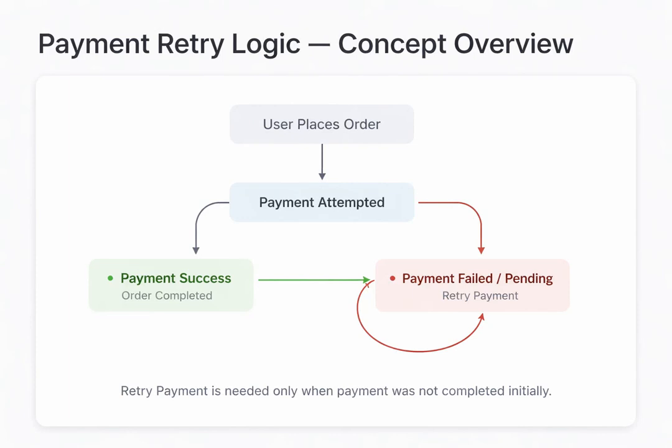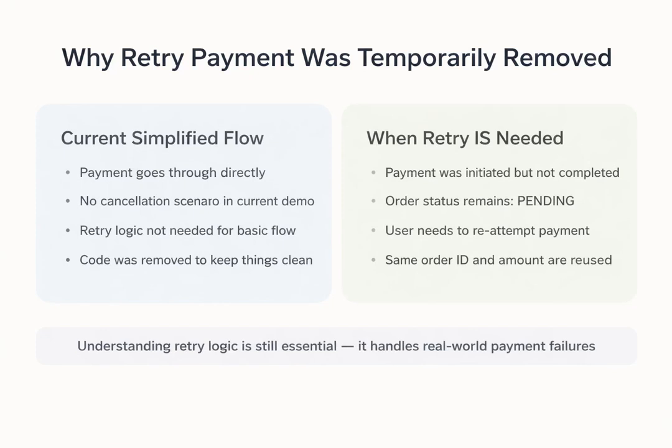Picking up right where we left off, let's talk about the payment retry logic. So the question is, what happens when a user places an order but the payment doesn't go through? The instructor had initially written this feature into the codebase, and while he temporarily removed it to simplify the flow, he walks through how it works so students understand the concept. The core idea is simple. If a payment fails or stays pending, we need a mechanism to let the user try paying again without creating a brand new order. Now, the instructor clarifies why he removed the retry payment code for now.